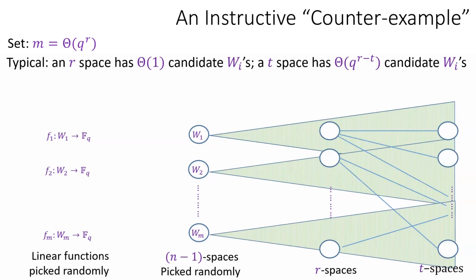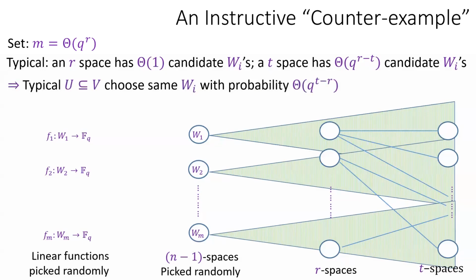Now, if you look at T-space, the number of things that cover it would be, by similar considerations, Q to the R minus T. So he has slightly more opinions, but not too many more. So now if you think about it, it means that the probability that they choose the same guy would be 1 over Q to the R minus T. Okay? And this is what gives you the passing probability of the test.